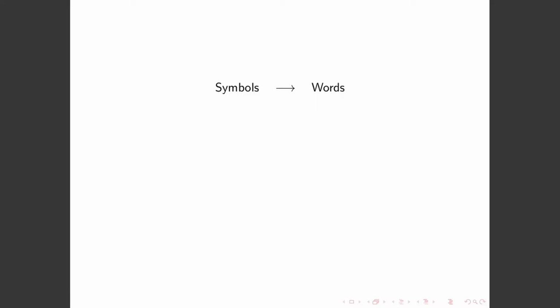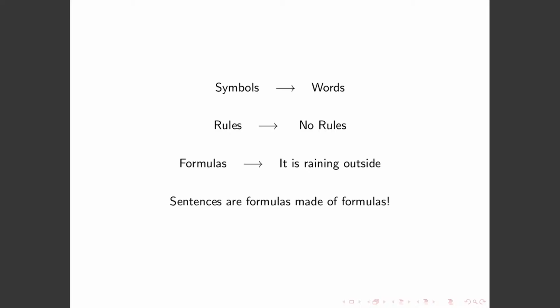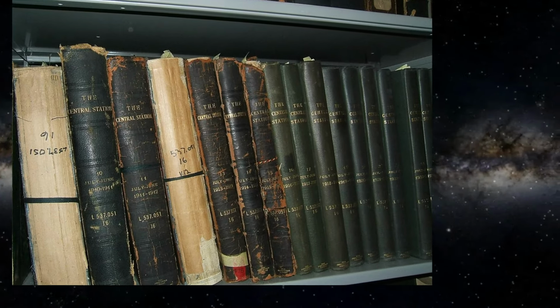Now we can go one step further. We can take as symbols words themselves. And what about the rules? Well, no rules. Any collection of words will be a valid formula. And that will give us any sentence. So yes, sentences will also be formulas. There will be formulas which are made of formulas. So written words are formulas.